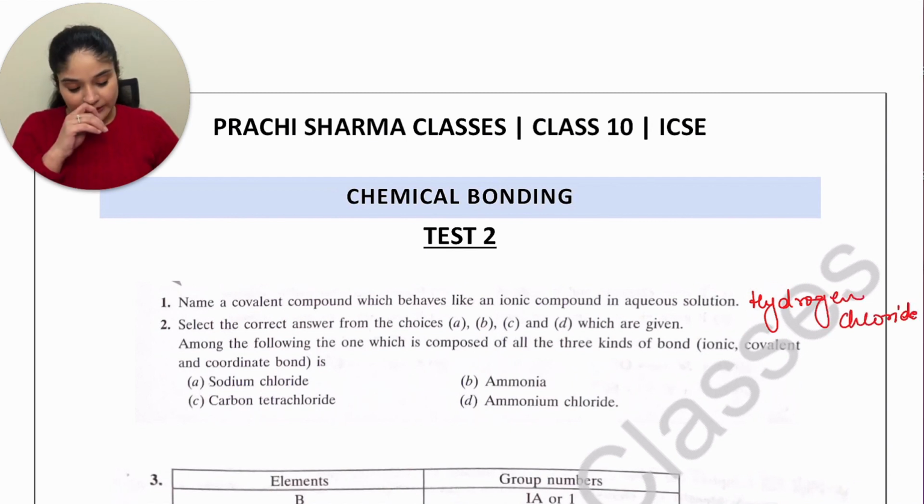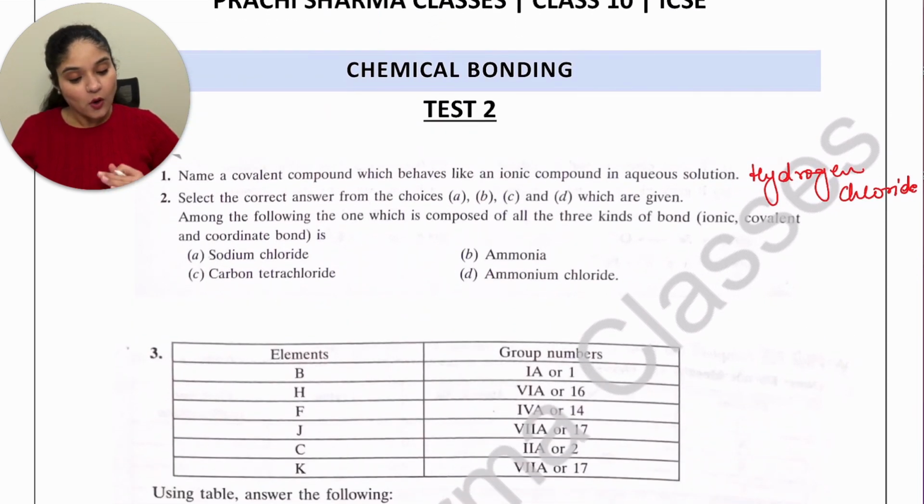Next is, select the correct answer from the choices A, B, C and D which are given. Among the following, the one which is composed of all the three kinds of bonds, ionic, covalent and coordinate, the answer is ammonium chloride. That's a direct example given in the book. So no efforts with that particular question.